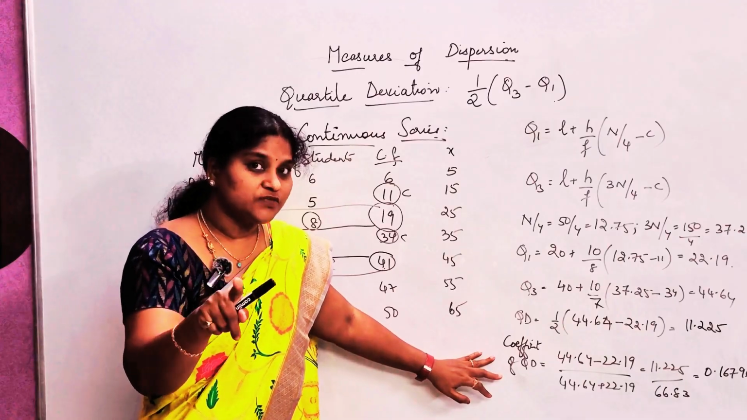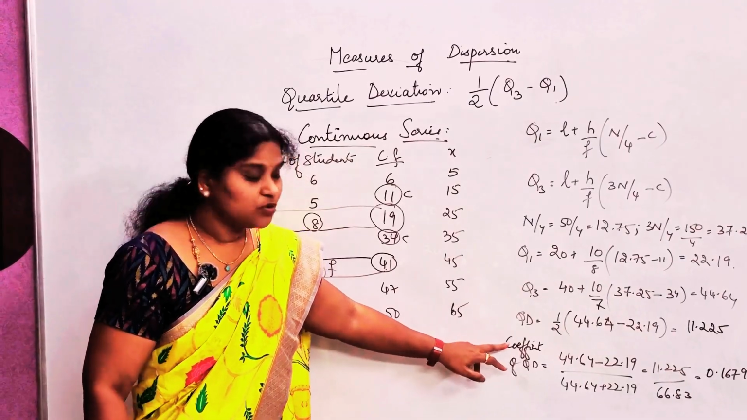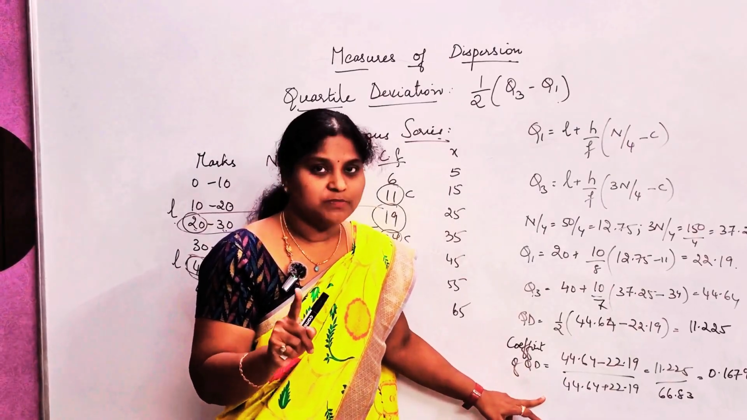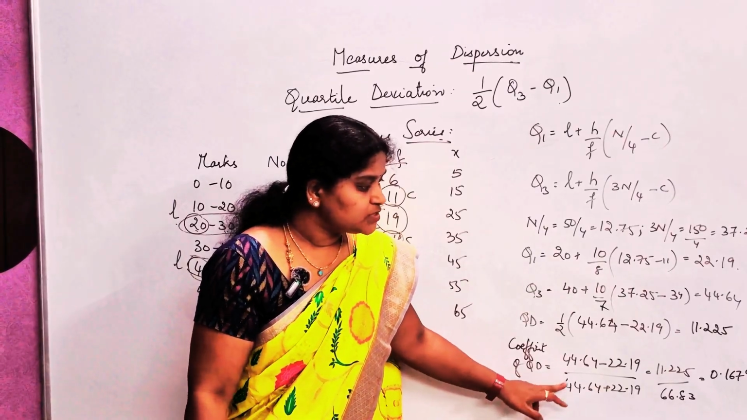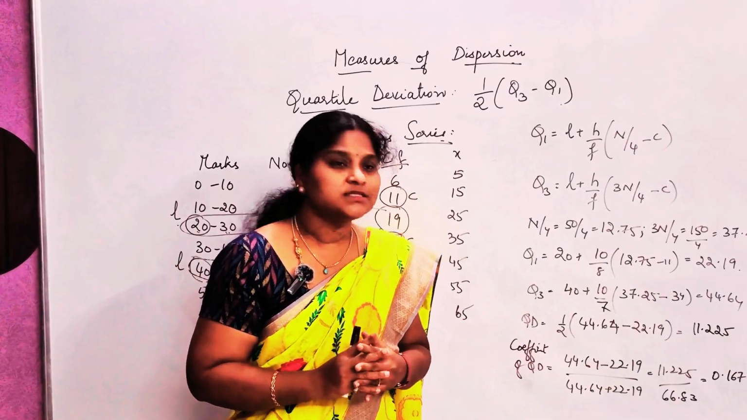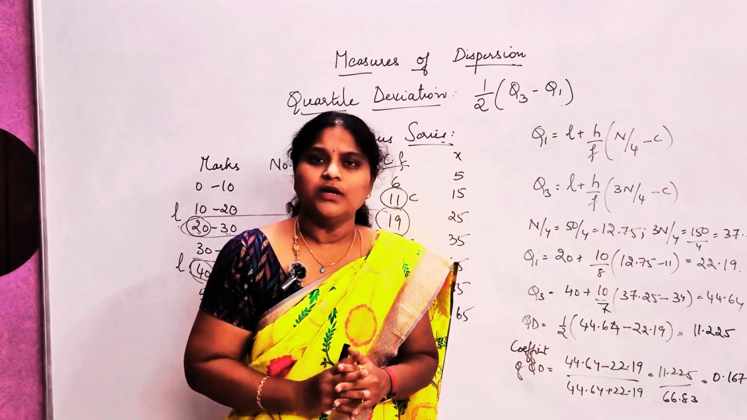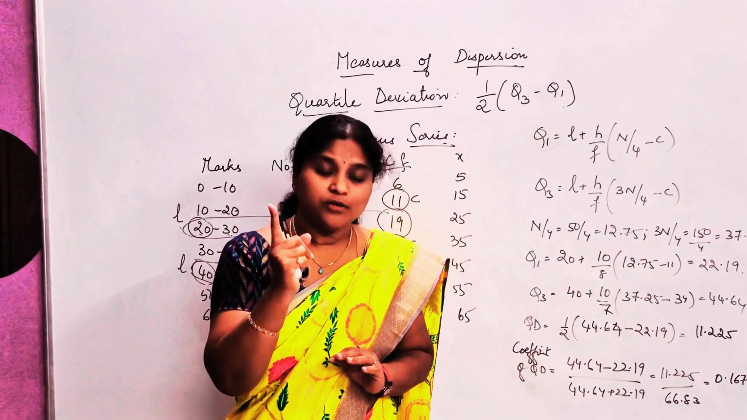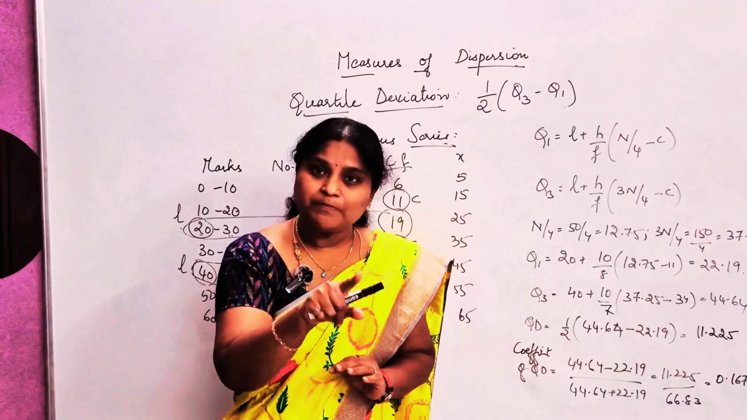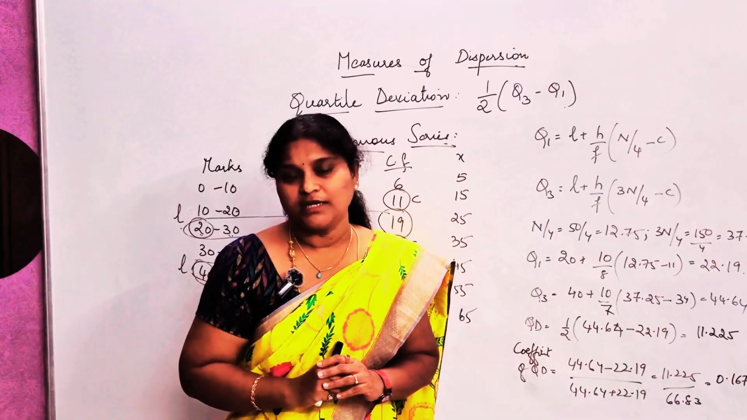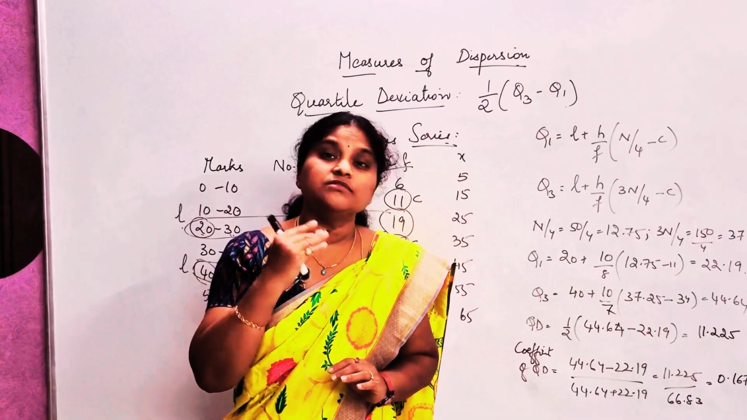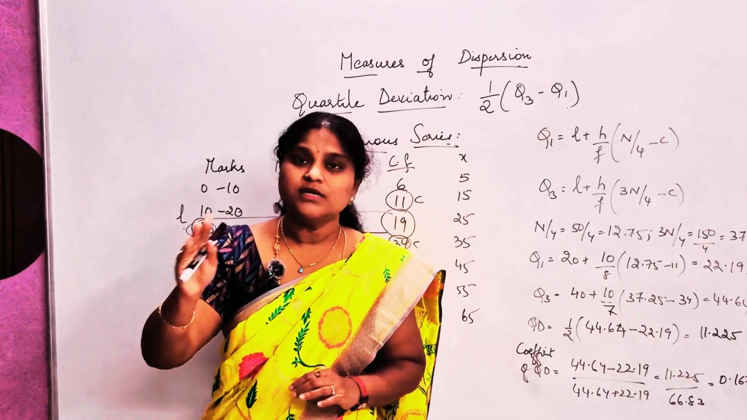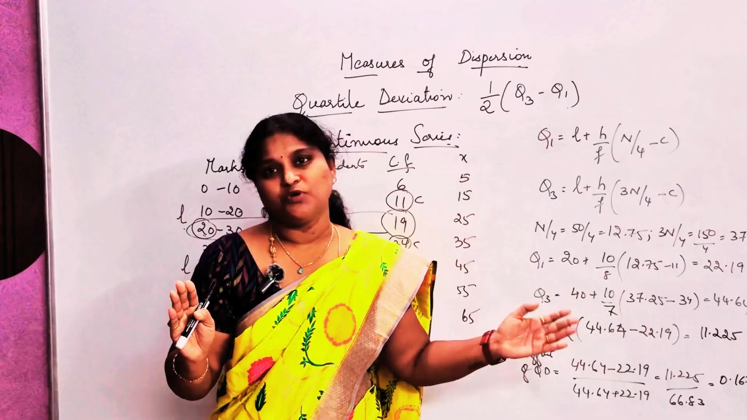Now, the relative measure of dispersion with respect to quartile deviation is the coefficient of quartile deviation. The formula is (Q3 minus Q1) by (Q3 plus Q1). Substituting the values, we have 0.16796. Now, quartile deviation, as we know, concentrates only on 50% of the data, more precisely the middle 50% of the data. It ignores the rest of the 50% of the data and also the outliers, that is the extreme highest value and the extreme lowest value.